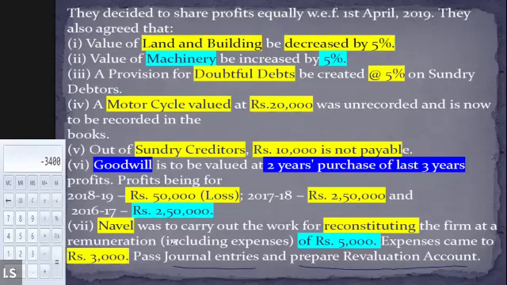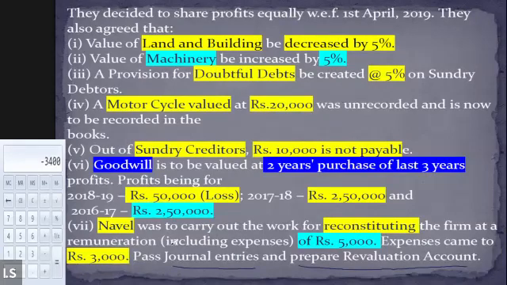In the previous class, I told you that whenever there is an increase or decrease in the value of the asset and liability, if there is an increase in the value of the asset, such increase will be shown on the credit side of the revaluation account. If there is a decrease in the value of the asset, such decrease will be shown on the debit side of the revaluation account. Similarly, if the value of the liability is reducing, such reduction will be shown on the credit side of the revaluation account. And if there is an increase in the value of the liability, such increase should be shown on the debit side of the revaluation account.